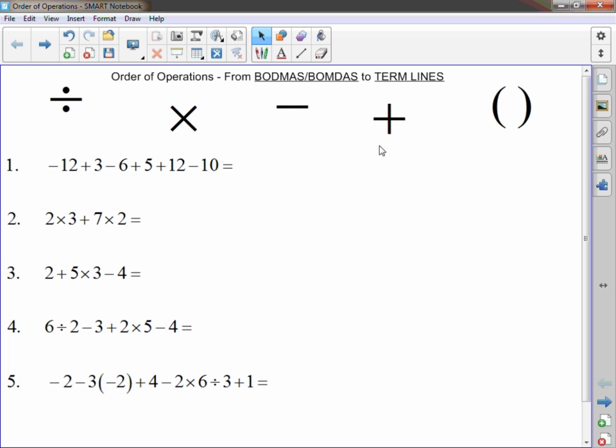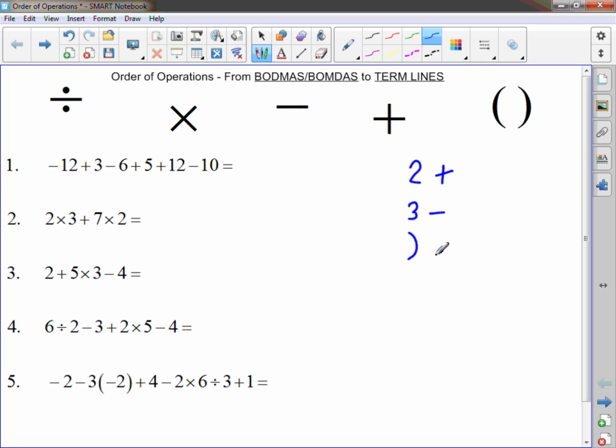Now, the term line principle is quite straightforward. Basically, and it works with algebra as well, if you have a number followed by a plus sign, or a number followed by a minus sign, or a closed bracket followed by a plus sign, or a closed bracket followed by a minus sign, we can insert a line in between those called a term line. That separates the larger problem into a whole lot of small problems, which is a good technique for solving problems in life: break it down into smaller problems.